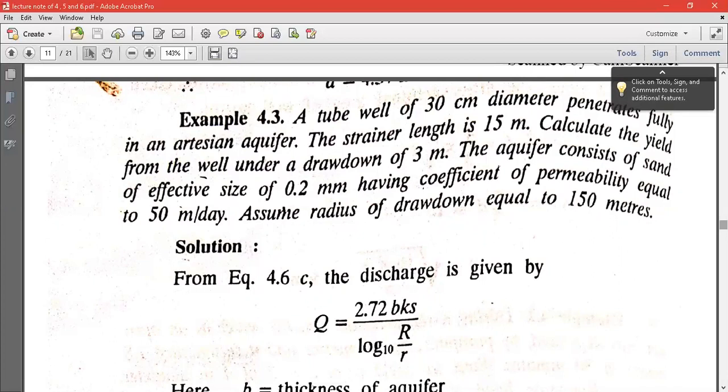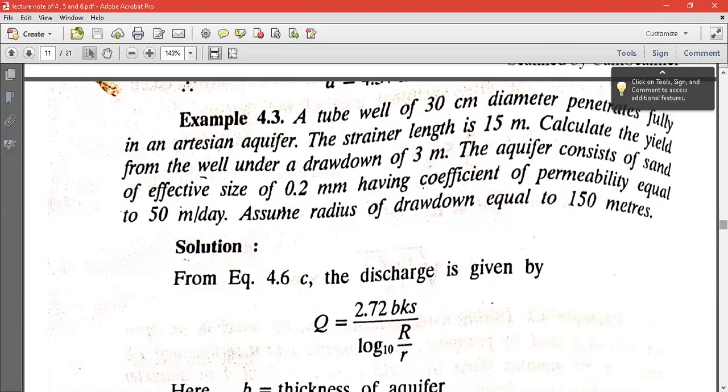Now we have to calculate the yield of the well under the drawdown of 3 meter. It is given further in the question that the aquifer consists of sand. That's why it is aquifer, because we know the aquifer is a stratum which contains the water, and sandy soil is an aquifer as it contains the water, and of effective size of 0.2 millimeter, having coefficient of permeability equal to 50 meter per day. That is the K value given. And in this case, the radius of drawdown, that is the capital R, can be considered as 150 meter.